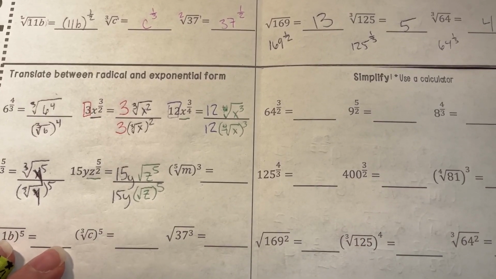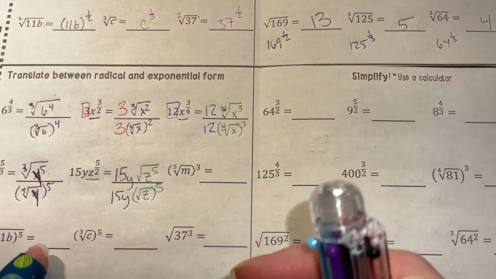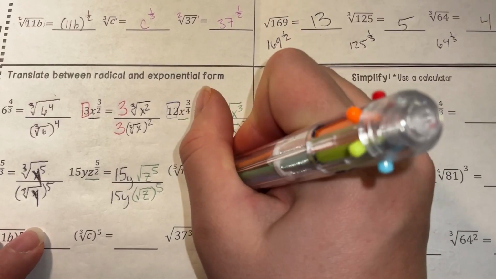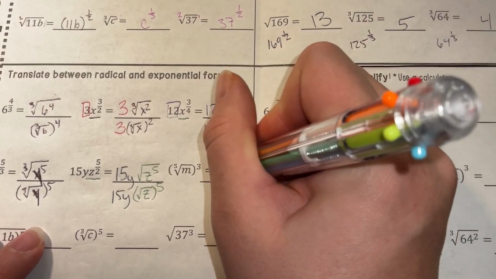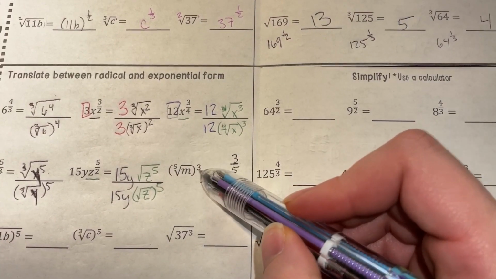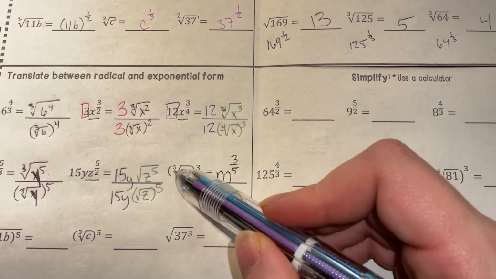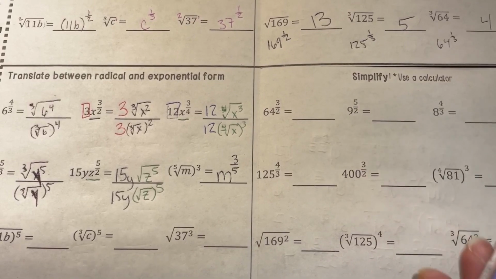Now let's look at this next bit. We have the 5th root of m to the 3rd power. So we got m, the 3 is the exponent, and the 5 is the bottom of my exponent. That 3 is your numerator or the top number. The number with your radical is always going to be your denominator.